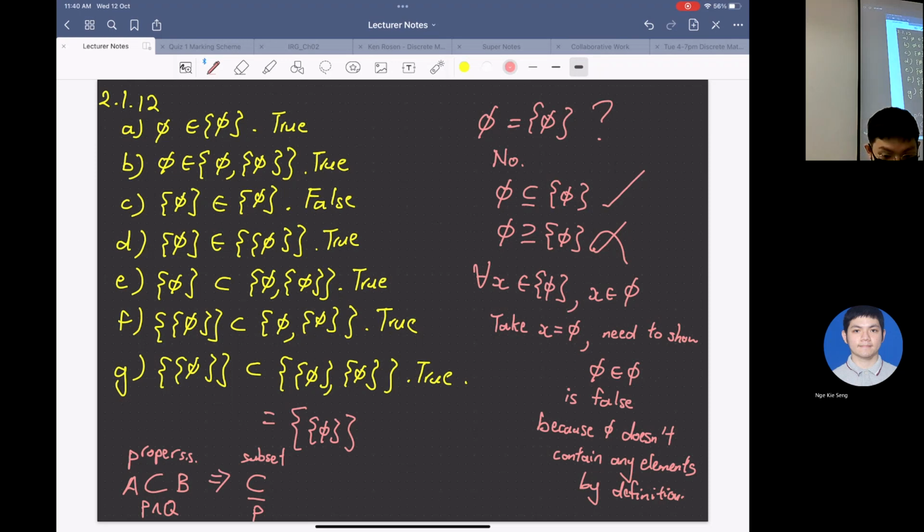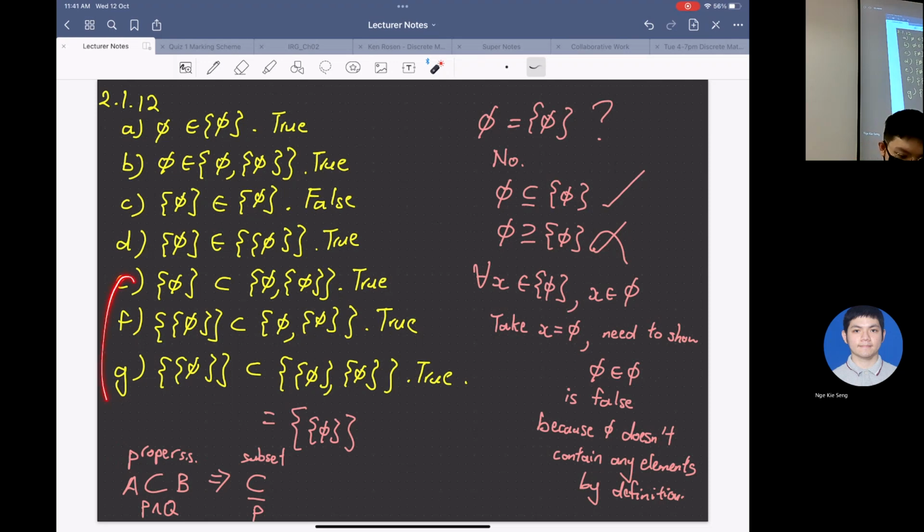Because if you have P and Q, you can deduce P. But if you have P, you cannot deduce P and Q. In other words, proper subset is a stronger concept than subset. This is the relation between proper subset and subset.